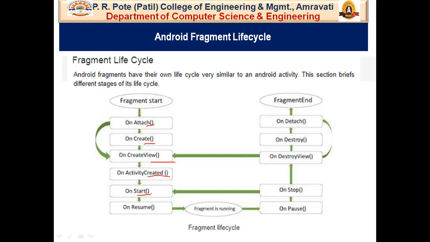Then the flow comes to the onStart method. This is the onStart method. It means that the fragment is ready for user interaction, and then the flow comes to the onResume method. Say you missed the application by chance, or you are resuming from a previous state, that time you can use the onResume method to continue running your application the way it was running.